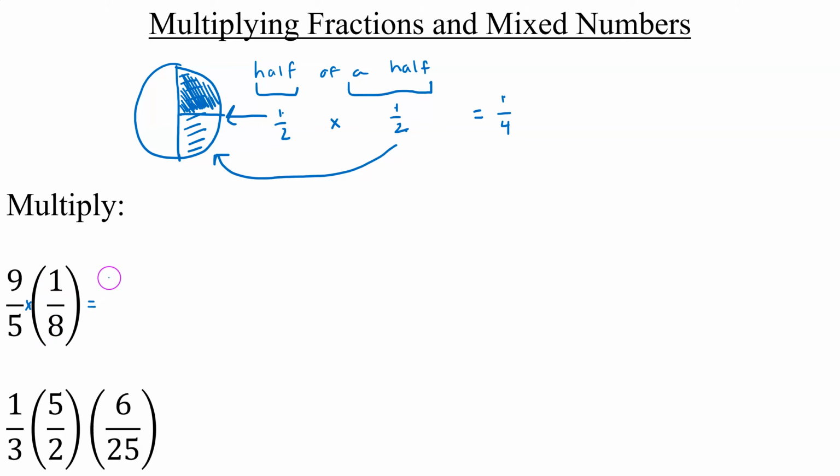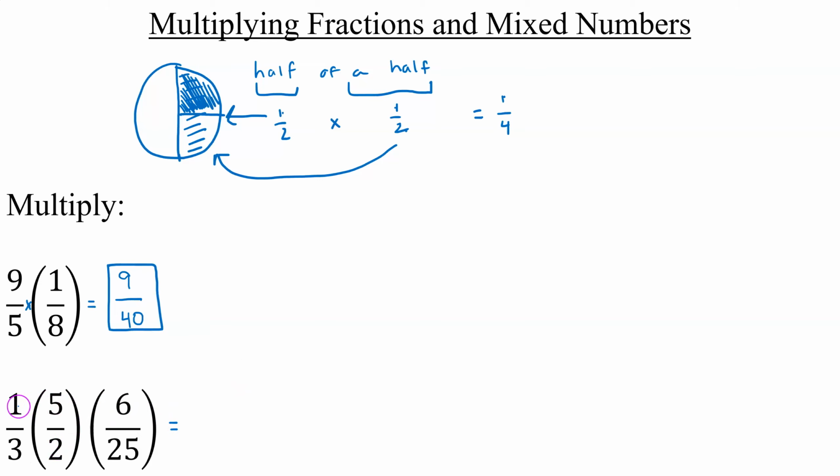So we're going to multiply the tops. 9 times 1 is 9. We're going to multiply the bottoms. 5 times 8 is 40. And we can't simplify that, so that's our answer. And this rule applies whether you're multiplying 2 or 3 or 4 fractions together. You multiply your tops and then you multiply your bottoms.